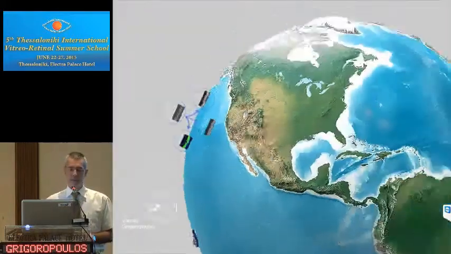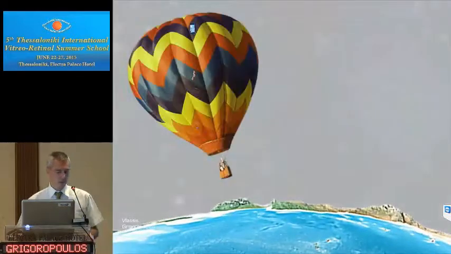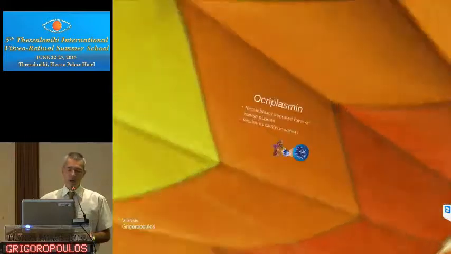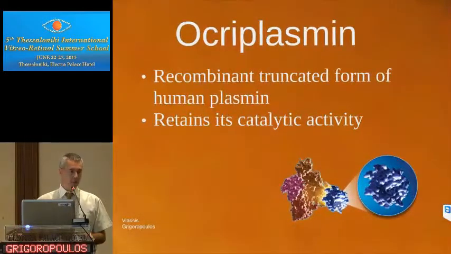So what is this drug? What is this drug about? What does it do? Ocriplasmin is a recombinant truncated form of human plasmin. It's a part of the human plasmin. It's not the whole molecule, it's a part of it. The important thing is that it retains its catalytic activity. So it works like a human plasmin, but it's much smaller.